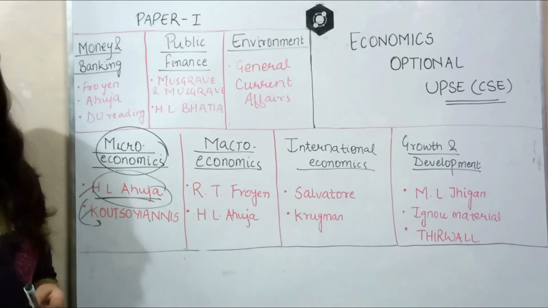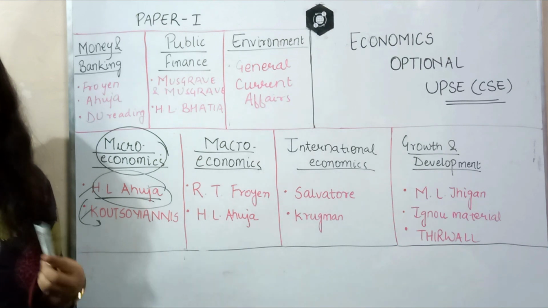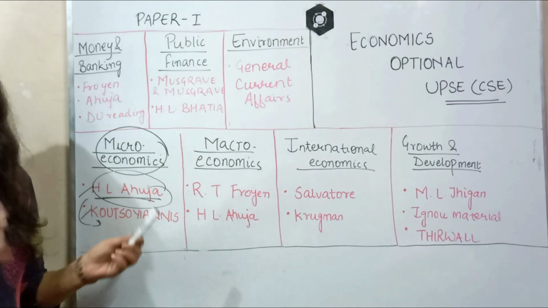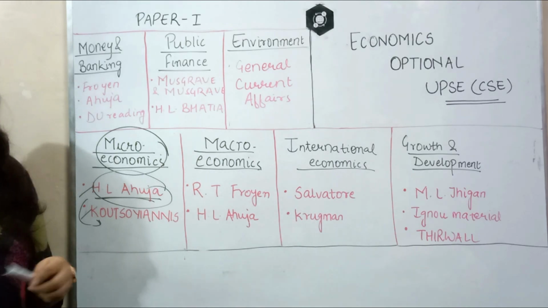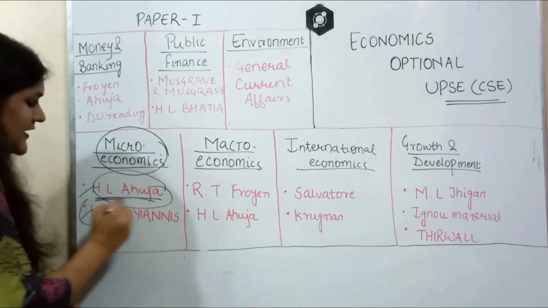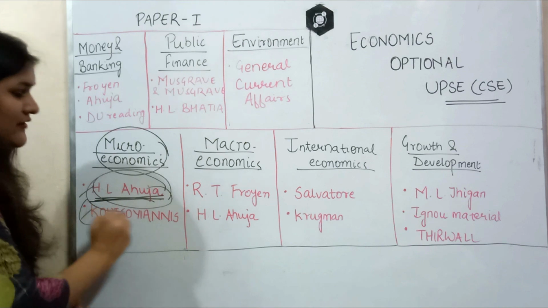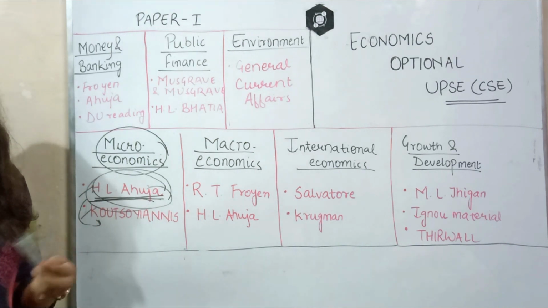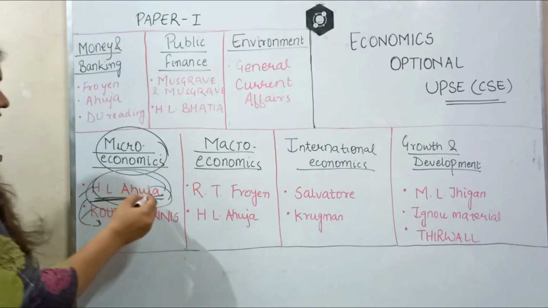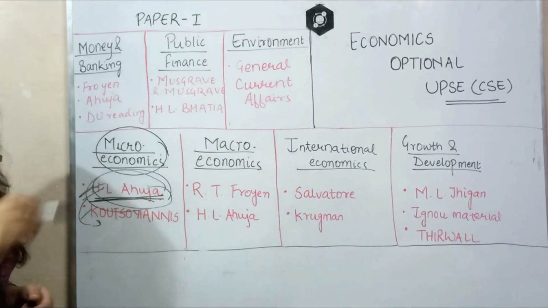You can make one page of notes out of every 10 pages you read. So this is a very simple book, but you have to refer to Google or the internet also, because sometimes this goes in conflict with your standard books. Okay, so read it as per your rationalization. So refer H.L. Ahuja for microeconomics.